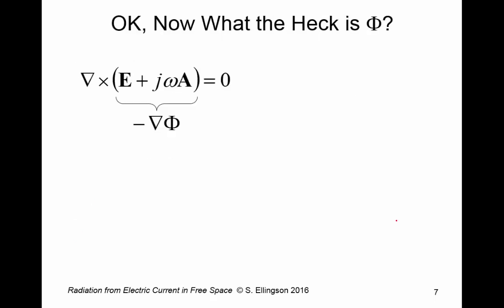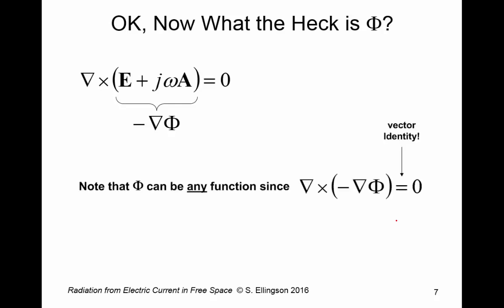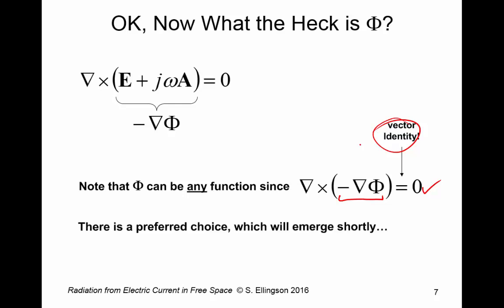Okay, so now what is this quantity capital phi? Well, again, here's how we defined it. I'll point out that phi can be any function, so in some sense it doesn't really matter what it is. And the reason is because the curl of the gradient of any function is equal to 0, and that's by a vector identity. So no matter what we choose for phi here, we're good to go. There is a preferred choice, though, and to see what it is, we have to go a little bit further down the road, having made these decisions that we've already pointed out so far.